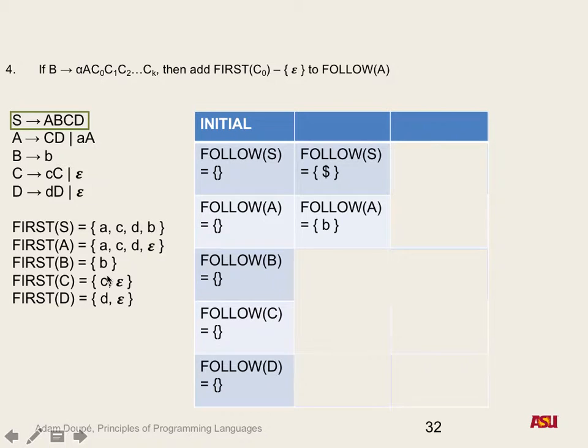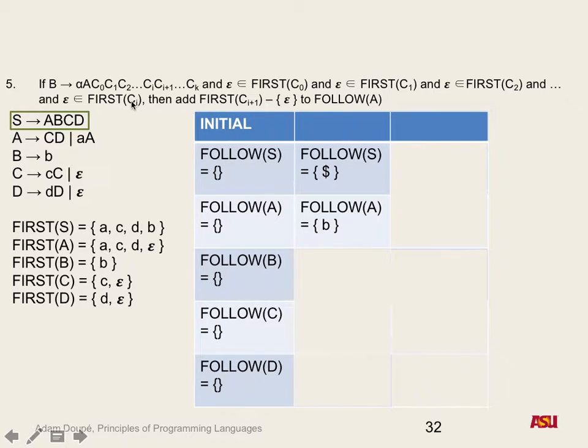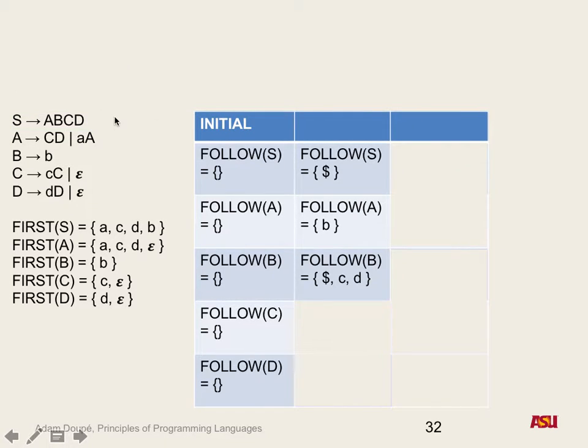and then we have to say, does rule 5 apply? Does epsilon exist in the first of C? Yes. So then I add the first of D minus epsilon to the follow of B. And so the first of D minus epsilon is the set containing D. And we can't add anything more, there are no more rules there. So the follow of B should be end of file, C and D. Cool. Questions on that calculation?